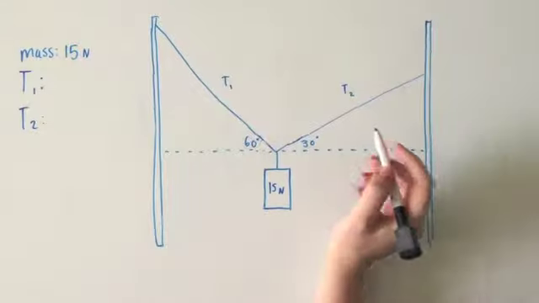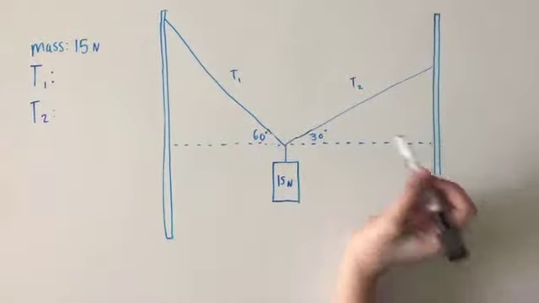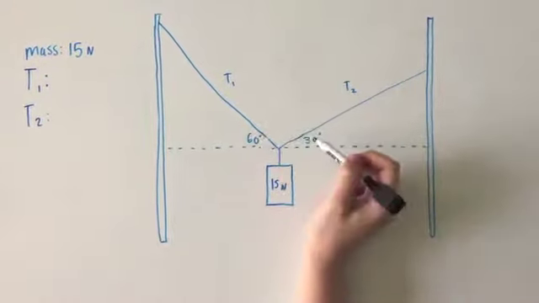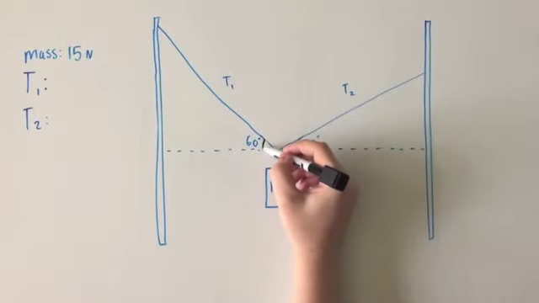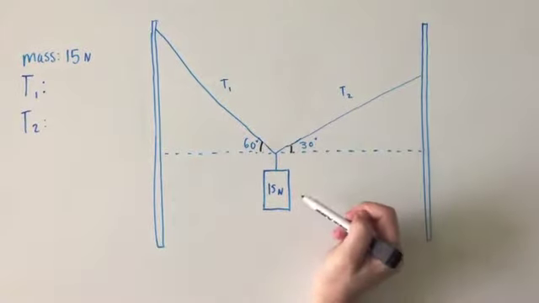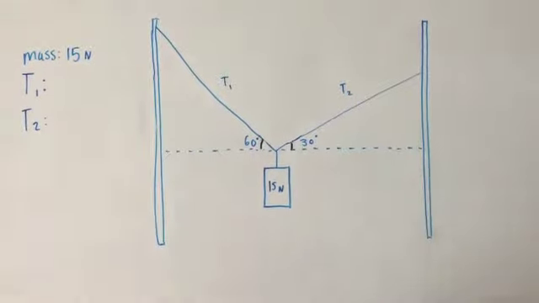Hi, welcome. We're going to teach you how to do a statics problem. So the givens that we know are 60 degrees and 30 degrees, which are the measurements of these inner angles. The weight of the mass is 15 newtons as well.